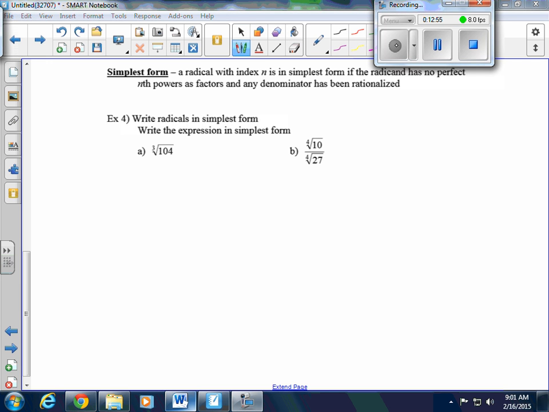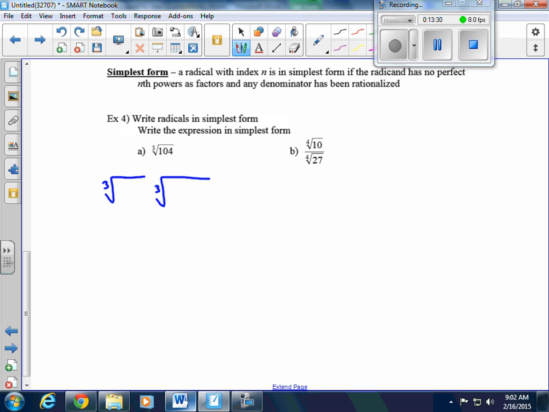So in example 4, we have the third root of 104. So what we're going to do is this. We're going to break it apart. I need to find a factor of 104 that has a third root. And if you're not sure how to do that, here's what I would suggest. Take your smallest numbers and cube them. So let's say 2. I take 2 cubed, and that's 8. So 8 has a third root, and that's 2.